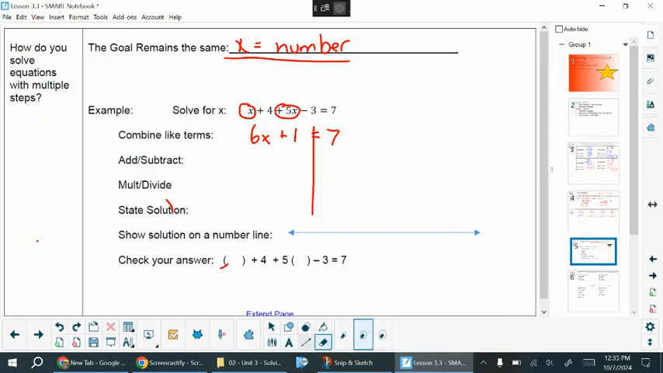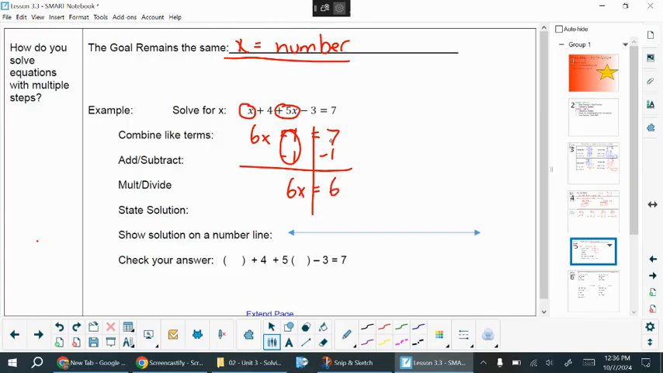Now we can start solving using our inverse operations. We don't want to solve using inverse operations until we've already simplified as much as we can. So just like before, we're going to do our add subtract step first. So I see a plus 1. I'm going to do a minus 1. That's going to make 0. So 6x equals 7 minus 1 is 6. And I'll divide by 6 because that's my coefficient. So x equals 6 divided by 6, which is 1.